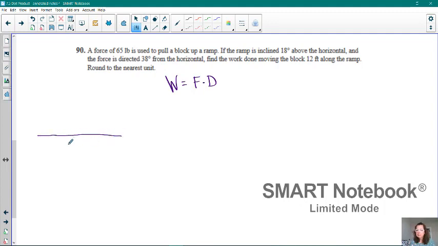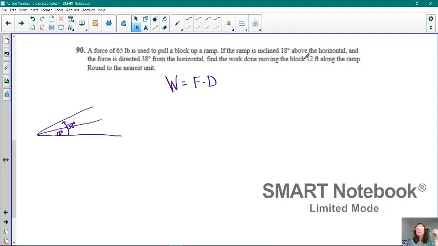So here's the horizontal, pretend it's horizontal. And we've got a couple of different things. The ramp is inclined 18 degrees above the horizontal. So this is 18 degrees. Then we have this block that the force acting on it is directed 38 degrees from the horizontal. So we've got a 38 degree situation as well. Now, think about what's associated with what. What's associated with 18 degrees, what's associated with 38 degrees.